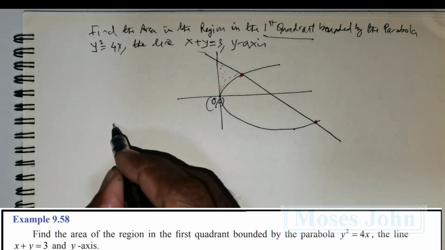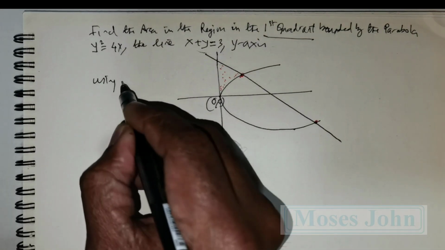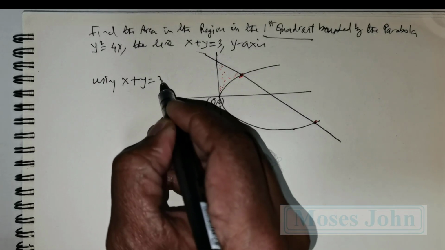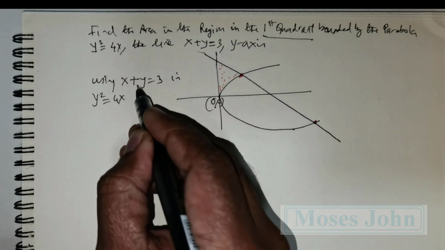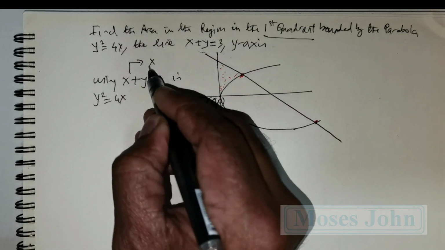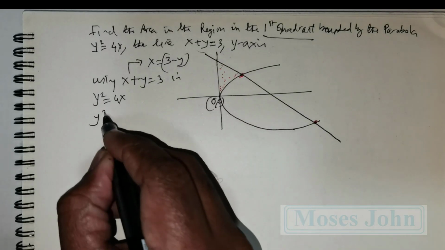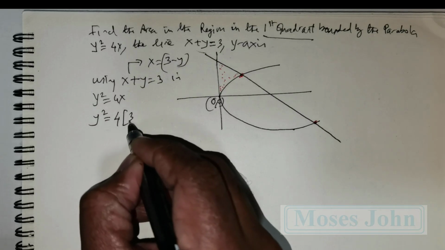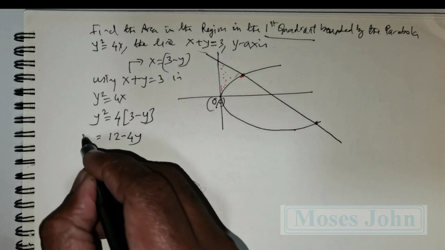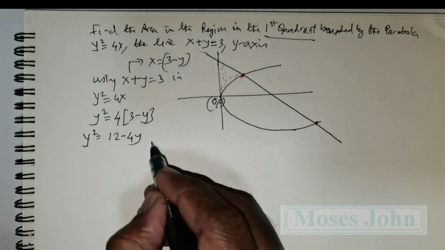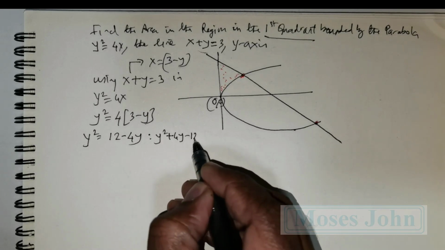Now to find out this one, what I'm going to do is, first I would be substituting using x plus y is equal to 3 in y squared is equal to 4x. So how do I do that? I'm going to rewrite this as x is equal to 3 minus y. So that would mean this can be rewritten as y squared is equal to 4 times 3 minus y, which is 12 minus 4y. On the left side it's y squared. So this can be rewritten as y squared plus 4y minus 12 is equal to 0.